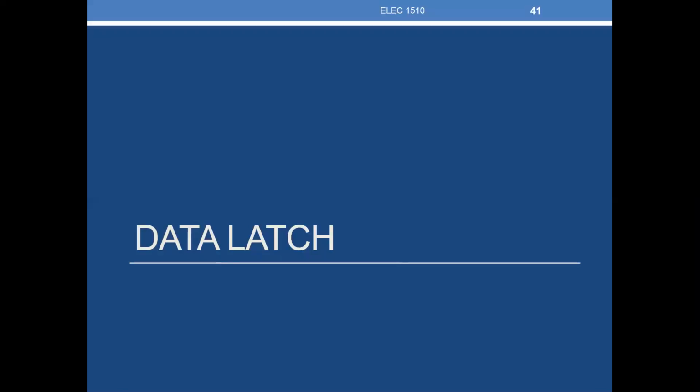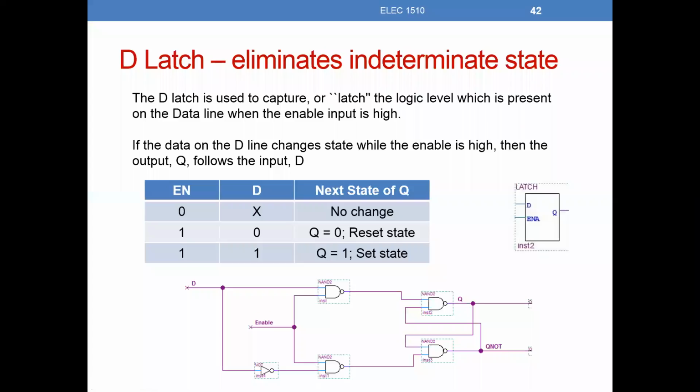We'll now continue our study of latches with the data latch. We had previously looked at the set reset latch. It had some indeterminate states, which made it not good to use. So the D latch is going to get rid of those indeterminate states. We'll take a look at how it behaves here.